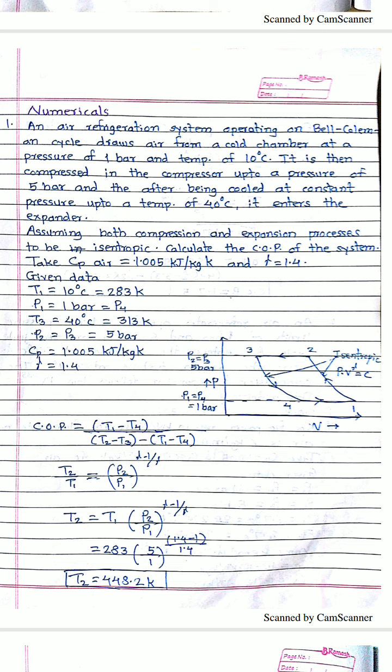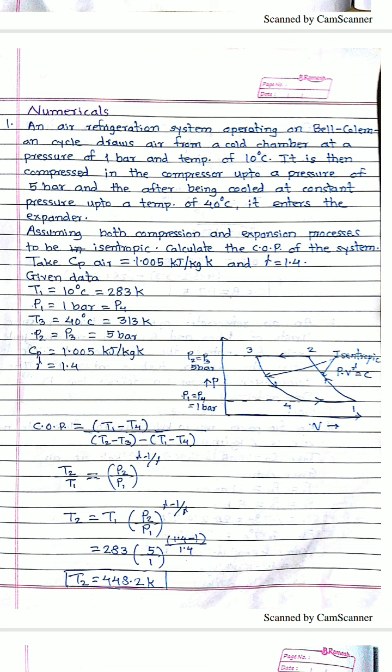The processes 1 to 2 and 3 to 4 are isentropic processes. If you look at the formula of COP, four temperatures are required, and in the given data they have given us T1 and T3. Now we have to calculate the values of T2 and T4.